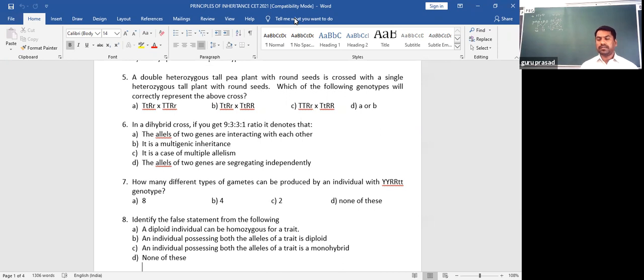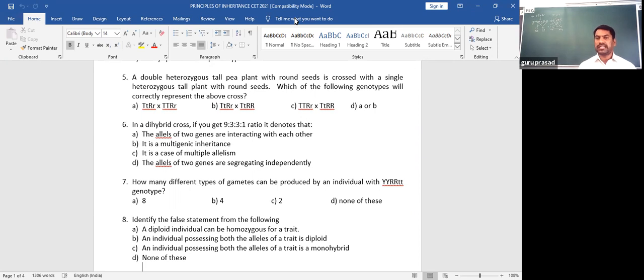Now option B. As in option A, here also the first parent is double heterozygous. You can clearly see in the options, another parent is capital T, capital R, capital R. Here tall is heterozygous, that is single heterozygous. Round is homozygous, but it is an applicable answer. This is also a right answer. So hope you got the answer already.